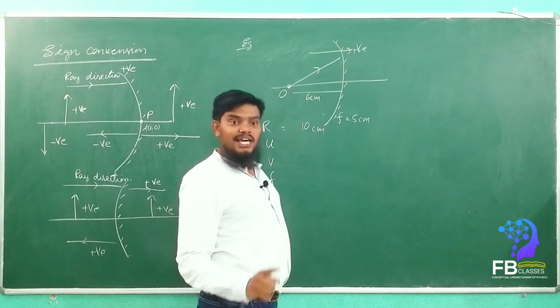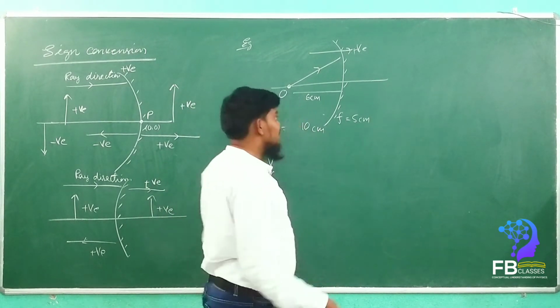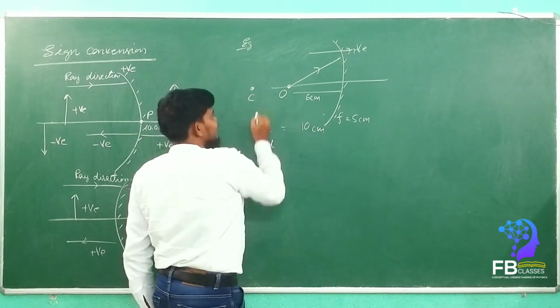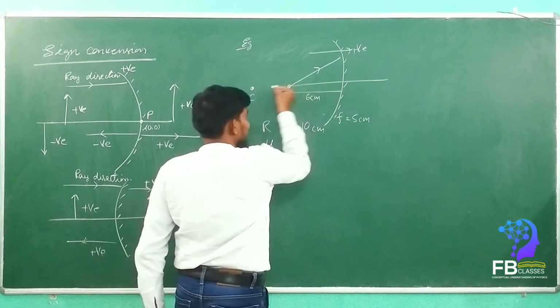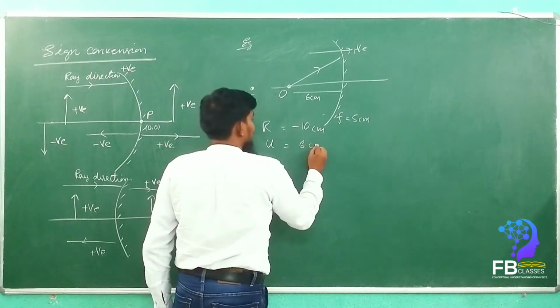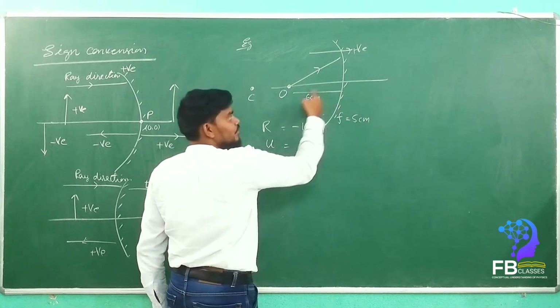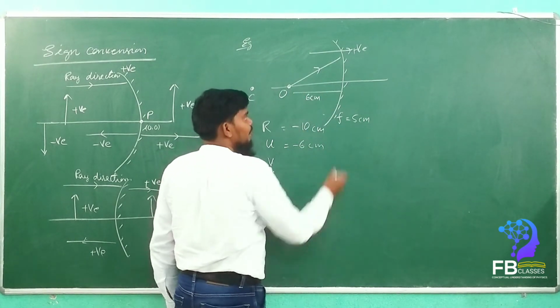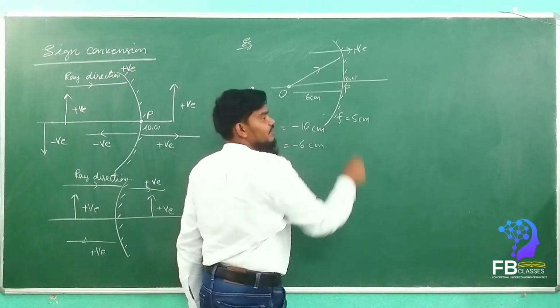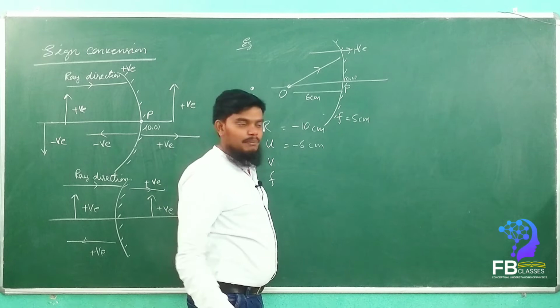Is this 10 centimeters a positive value or negative value? See here where the center of curvature will come. The center of curvature comes somewhere else, so this direction we have to take as negative. Object 6 centimeters, is it a positive value or negative value? Negative value. Very good. This is negative because the pole is here and we consider it as the origin. The useful ray direction we consider as the positive direction.